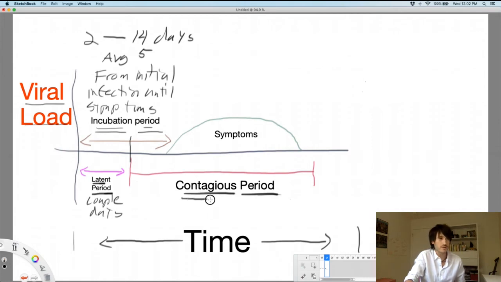So the key here, though, the really, really important takeaway here is that this contagious period starts before you start to show symptoms. So much before you actually know you're sick. Because you see here, symptoms don't start until well into your contagious period. The interesting thing about COVID-19 is some people don't ever show symptoms. So they may be spreading the virus and never know. It makes this virus very hard to pinpoint.